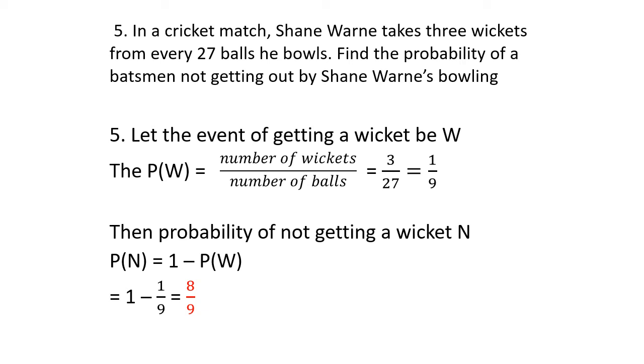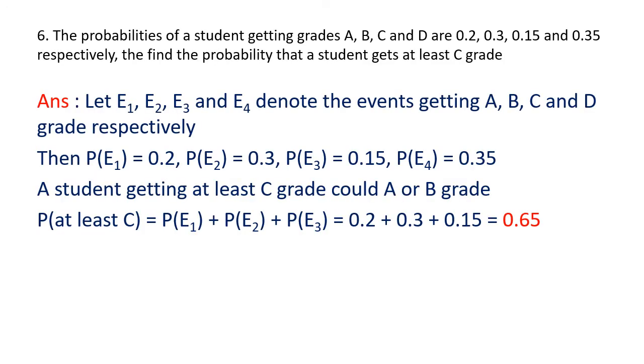Next question: in a cricket match, Shane Warne takes 3 wickets from 27 balls he bowls. Find the probability of the batsman not getting out by Shane Warne's bowling. So, he takes 3 wickets off 27 balls. The probability of getting a wicket is 1 upon 9. The probability of not getting a wicket is 1 minus 1 upon 9, that is 8 upon 9.